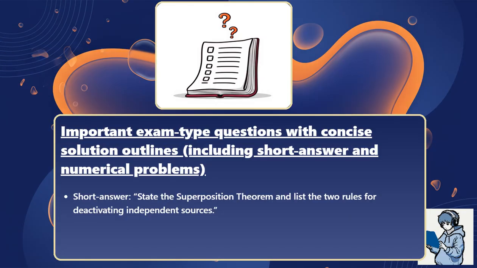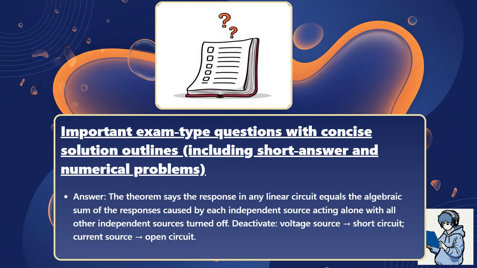State the superposition theorem and list the 2 rules for deactivating independent sources. The theorem says the response in any linear circuit equals the algebraic sum of the responses caused by each independent source acting alone with all other independent sources turned off. Deactivate: a voltage source becomes a short circuit, and a current source becomes an open circuit.